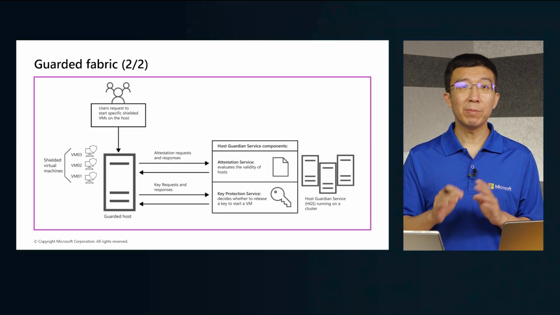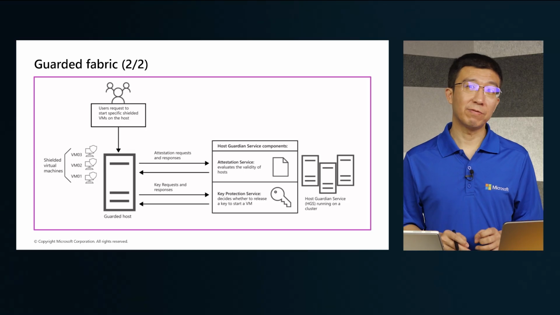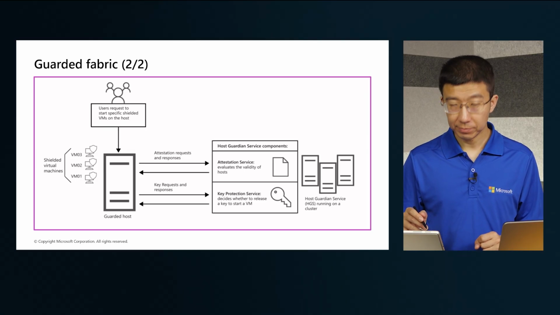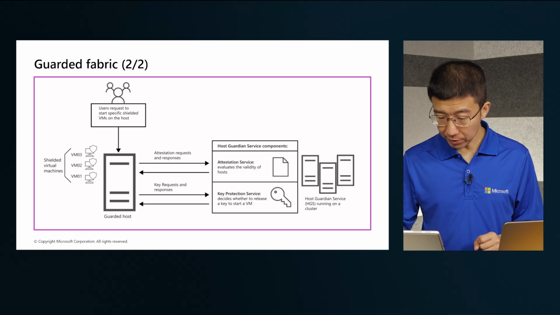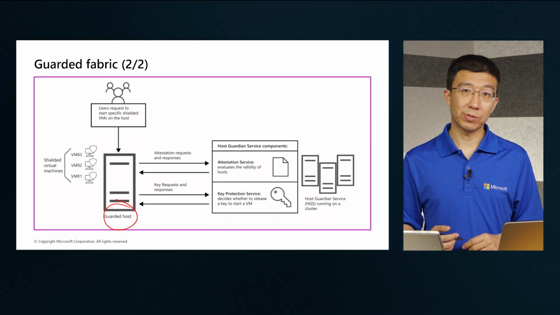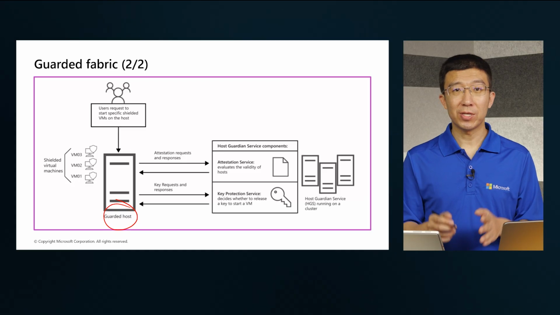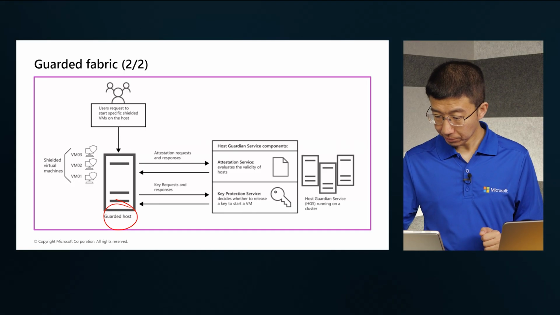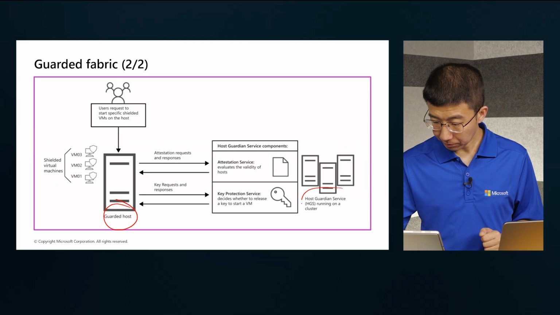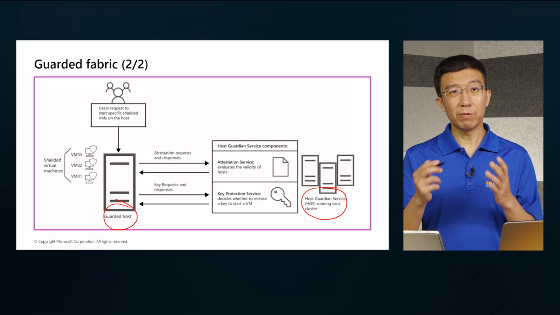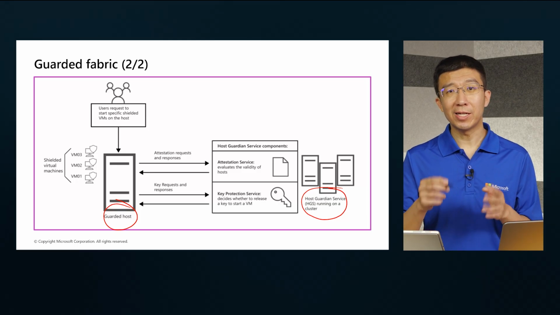This slide demonstrates the components of a guarded fabric. First, guarded Hyper-V hosts. Only these can run shielded VMs. Host guarding service provides attestation and key protection.